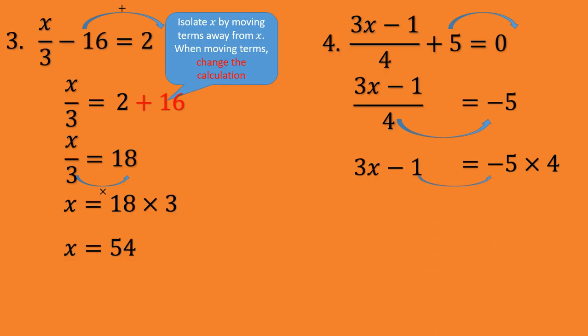The next is the minus 1. So the minus 1 has to be moved. So it's minus 20, and remove the 1 will give me a plus 1. So minus 20 and plus 1. Next to remove is the 3. The 3 is multiplied, so it has to be divided. Minus 20 plus 1 gives me minus 19. Divide by 3, and that will be my answer.